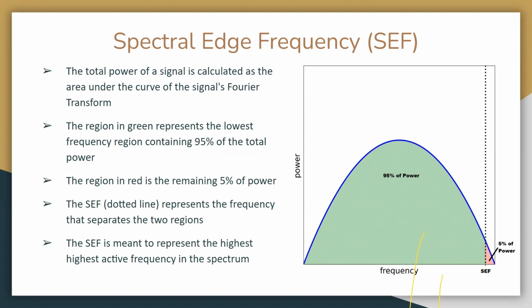This red area only represents 5% of that area. And this dotted line that separates them is the spectral edge frequency for that curve. It's just the line that separates the area that has most of my power from the area that has really not much power left. And by doing that, I can say, okay, at what frequency am I really getting most of my power content? Where is the edge of my frequency spectrum?